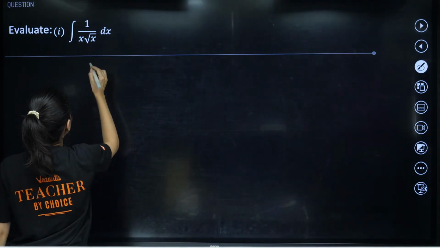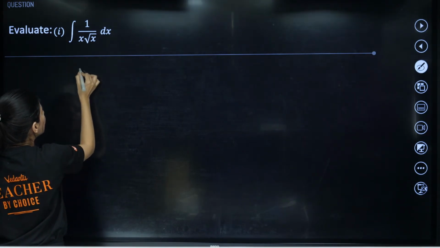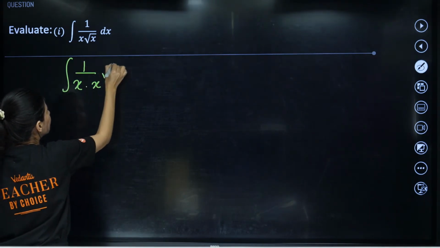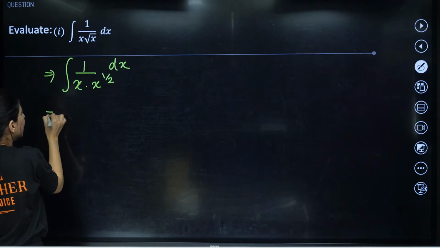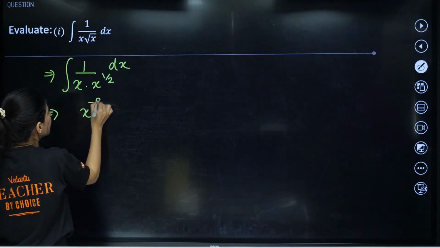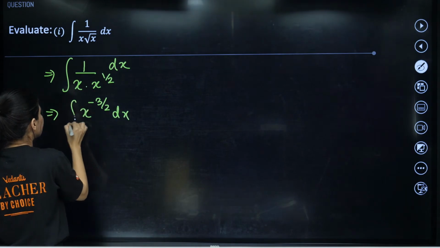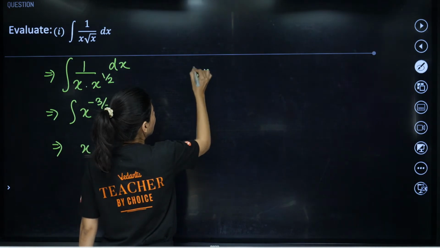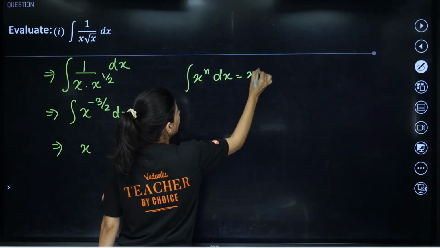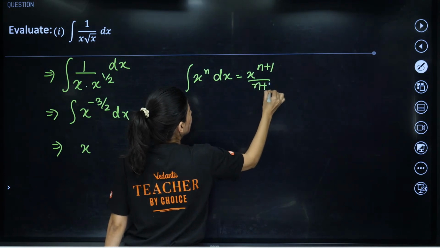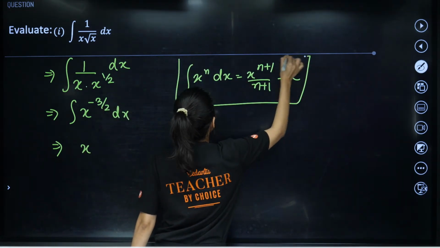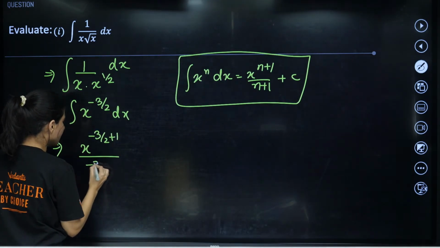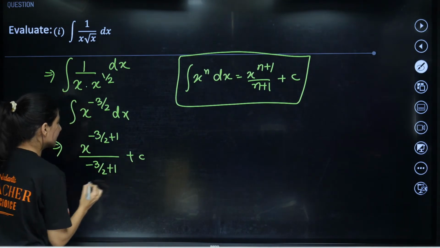So 1 upon x root x. Ma'am, it will be 1 upon x raised to power half, integration dx. Perfect. And it is going to be x raised to power minus 3 by 2 dx integral. Now you know that the integral of x raised to power n is what? Tell me. Ma'am, x raised to power n plus 1 upon n plus 1 plus constant of integration. This is the formula. So this is going to be x raised to power minus 3 by 2 plus 1 upon minus 3 by 2 plus 1 plus constant. This is the final answer.